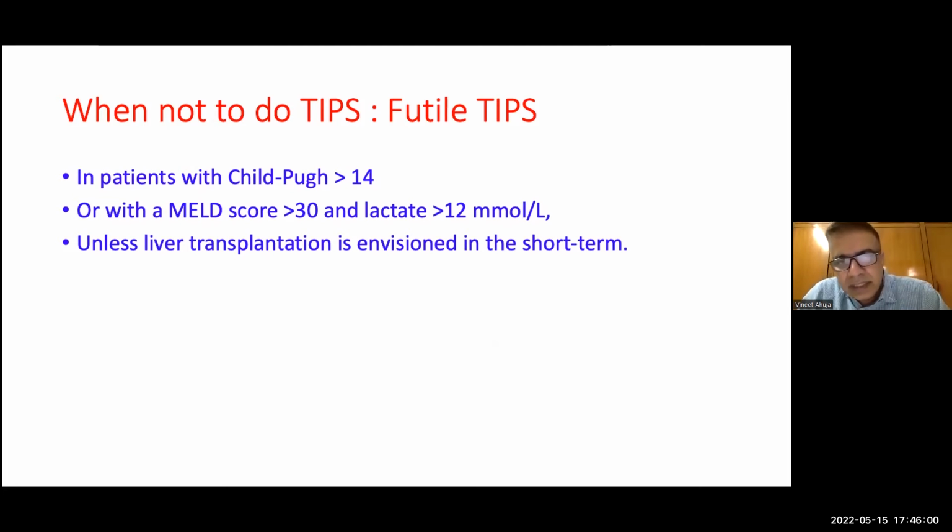If the MELD score is very high, more than 30, that means there are no liver reserves. If the lactate is more than 12, unless you're planning liver transplantation within a week or so, envisioned in the short term, and you want a short-term bridge, there you may do a TIPS and send the patient for liver transplant.